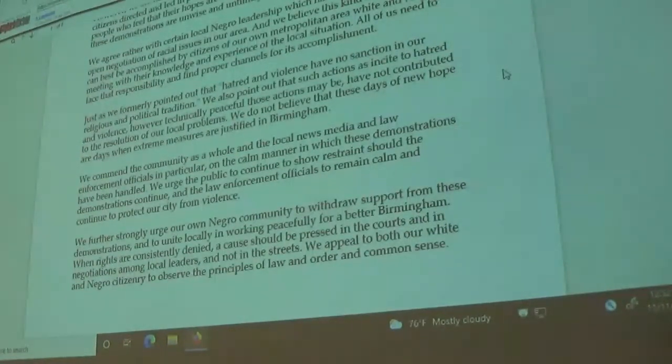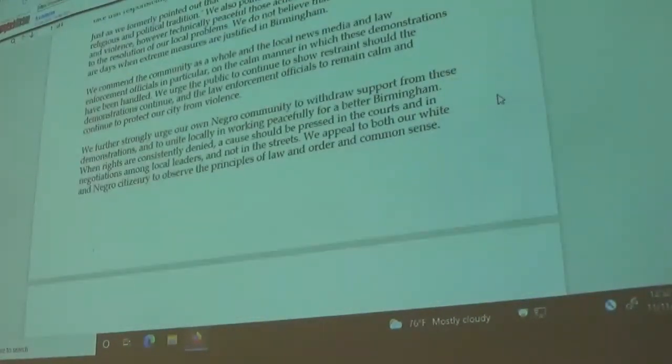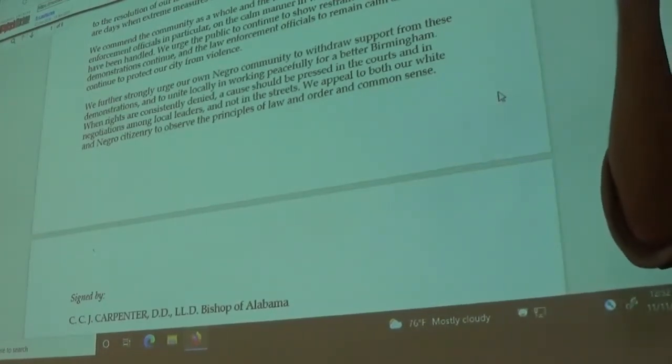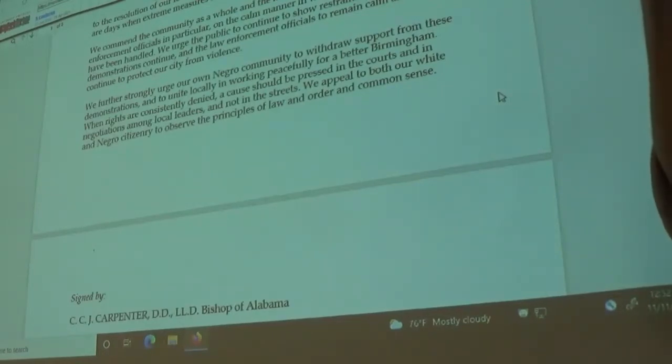We urge the public to continue to show restraint should the demonstrations continue, and the law enforcement officials to remain calm and continue to protect our city from violence. We further strongly urge our own Negro community to withdraw support from these demonstrations and to unite locally in working peacefully for a better Birmingham. When rights are consistently denied, a cause should be pressed in the courts and in negotiations among local leaders, and not in the streets. We appeal to both our white and Negro citizenry to observe the principles of law and order and common sense.